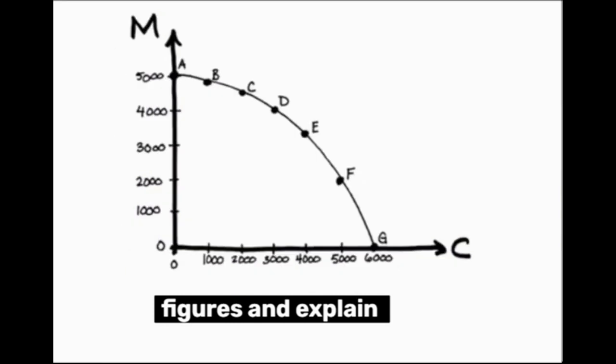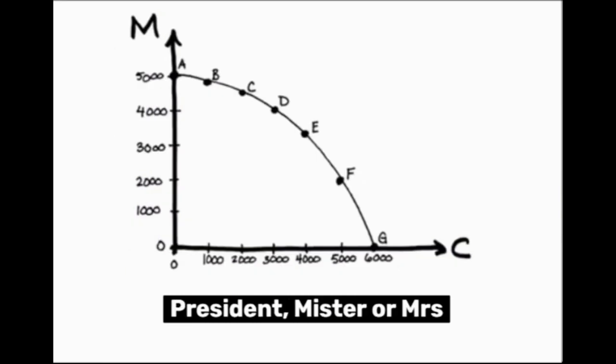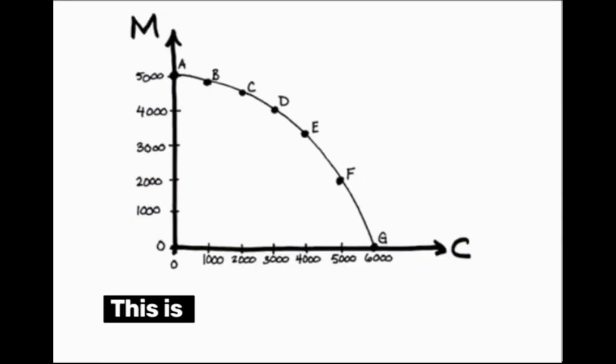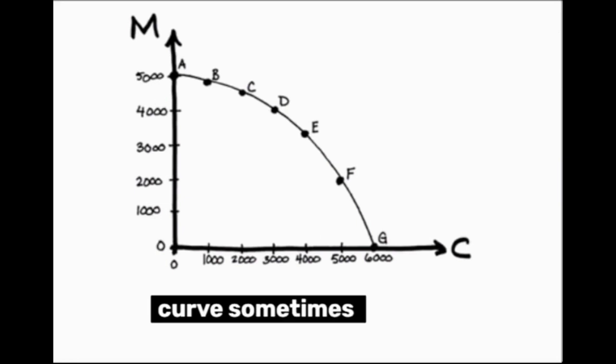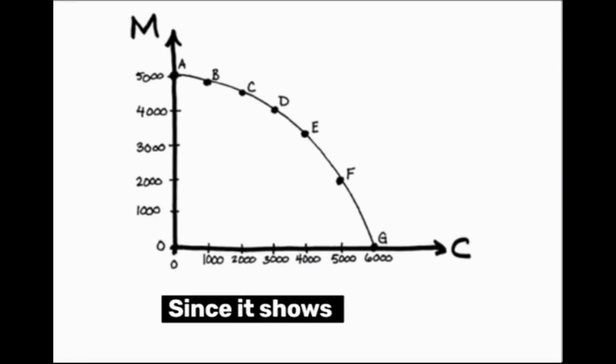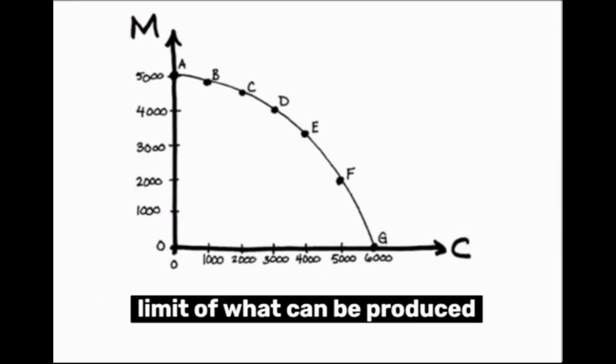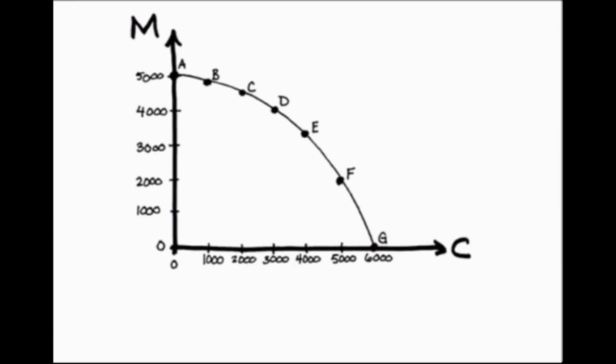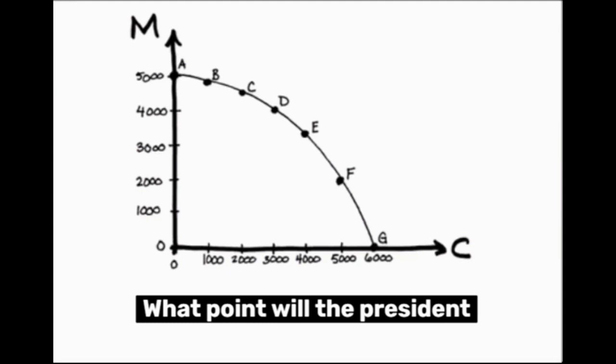You bring your charts and figures and explain to the President, Mr. or Mrs. President, this is the production possibilities curve, sometimes referred to as the production possibilities frontier, since it shows the outer limit of what can be produced with our current resources. What point will the President pick? Right again, it depends. Depends on what? Well, it could be any number of factors.